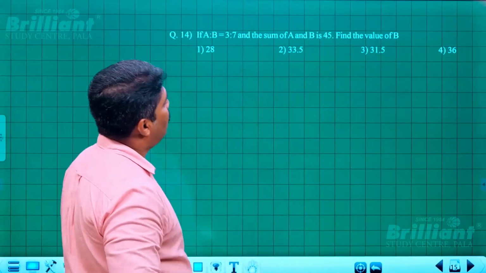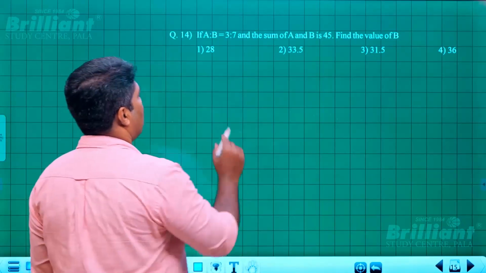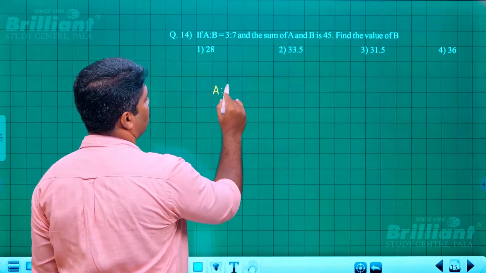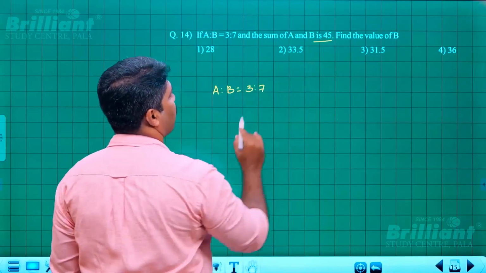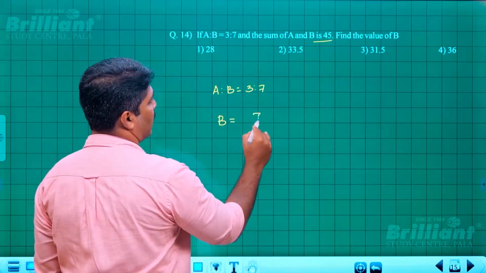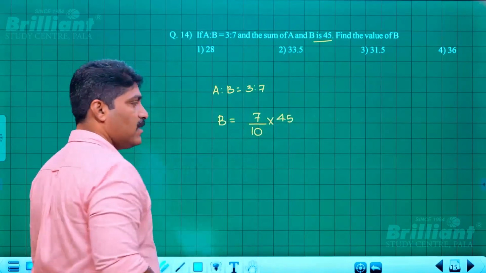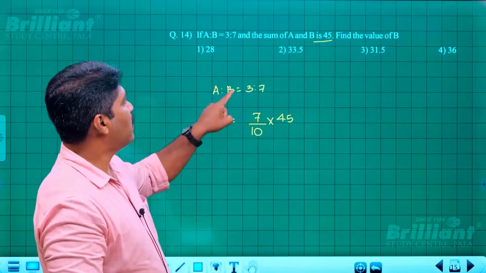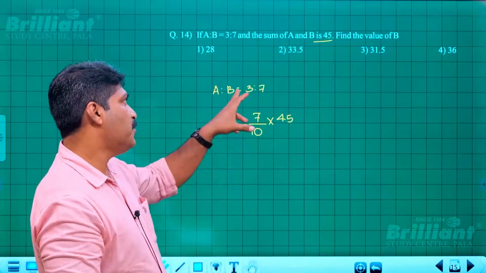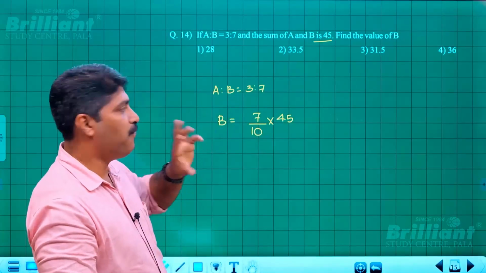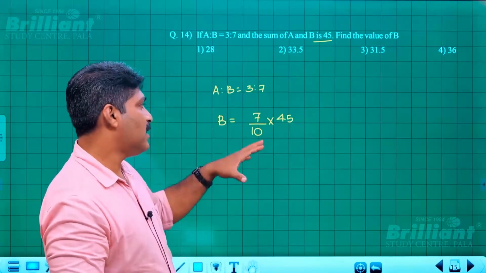If A is to B is 3 is to 7 and the sum of A and B is 45, find the value of B. So here, if A is to B, that is 3 is to 7, and the sum is 45, therefore the value of B you can write as 7 by 10 of 45. So why is it like this? 7 by 10 because 3 is to 7. So we just separated that 45 in the ratio 3 is to 7. Therefore, we have to find out the value of B. That is 7 out of a total of 10 equal portions. So that is 7 by 10 of 45.